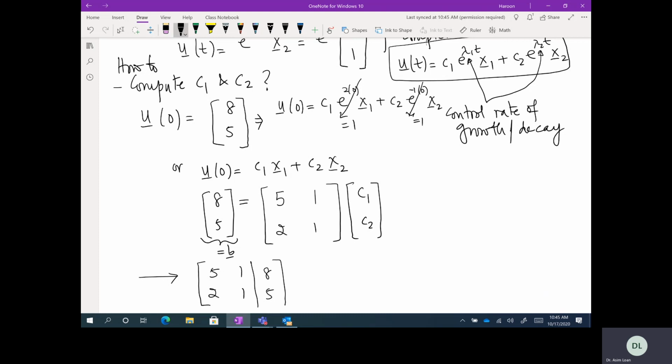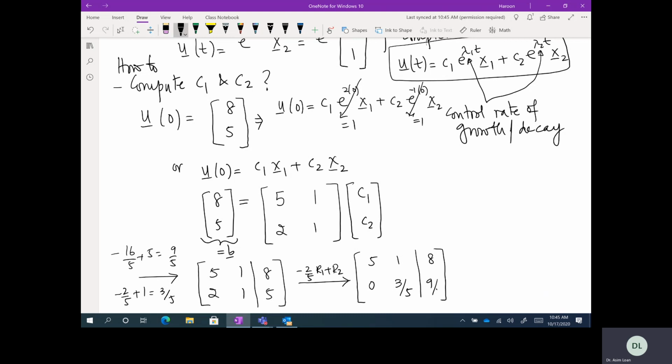8, 5. If I want to solve this one, I will do minus 2 by 5 row 1 plus row 2. The first row remains unchanged. And this will be minus 2 by 5 plus 2, 0. Minus 2 by 5 plus 1 is 5 minus 2, 3 by 5. And this is minus 8. So minus 16 by 5 plus 5, which is equal to 25, so this is 9 by 5.